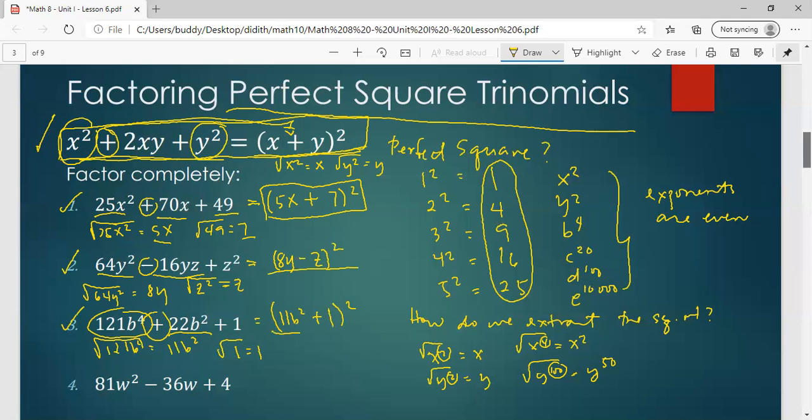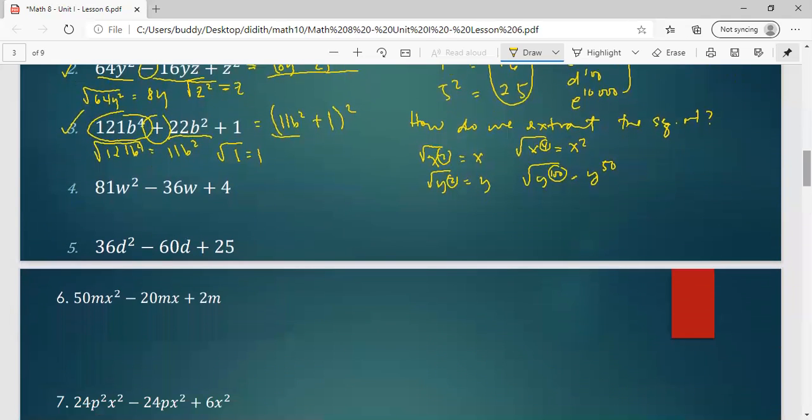For number 4, we have the square root of 81 for a while.